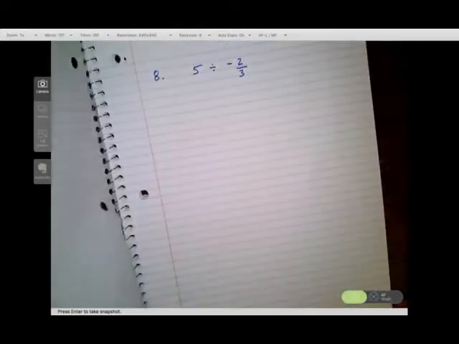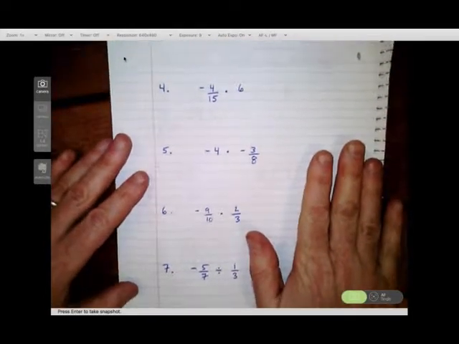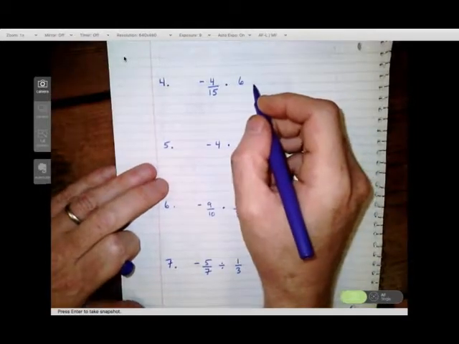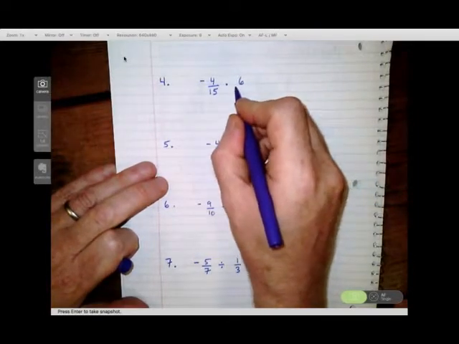Okay, so let's look at a few more here. We got some multiplying and dividing. Okay, so negative 4/15 times 6. Now, I don't think we've done too many like this where we have a whole number, but I think a lot of you are going to remember that to make a whole number into a fraction, what you do is you put a 1 on the bottom.